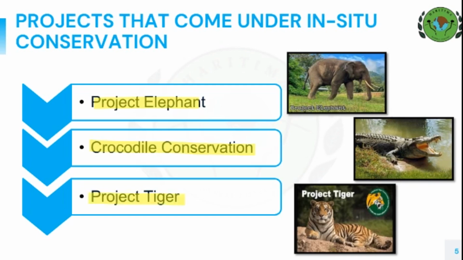Project Tiger was launched in April 1973 by the Government of India. Its main aim was to ensure a viable population of the Bengal tiger in its natural habitats and protect it from extinction. These projects mainly work for those species which are very rare at that time.